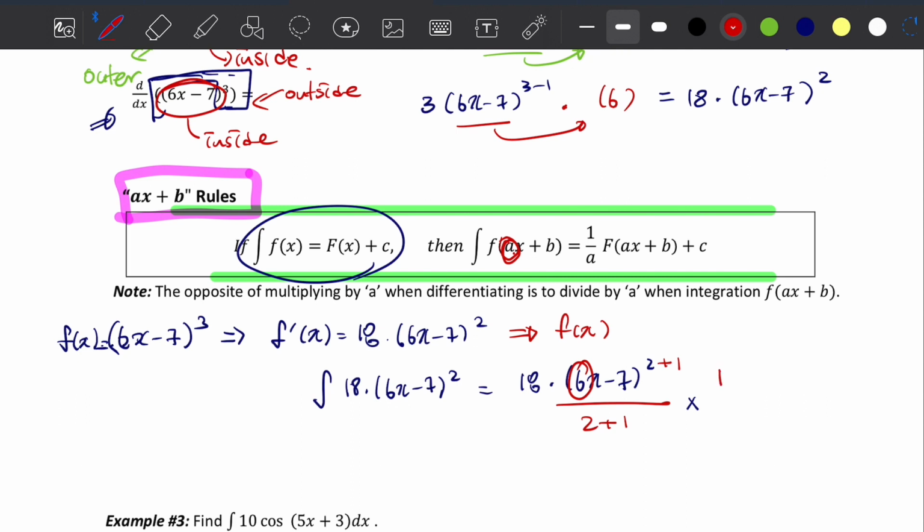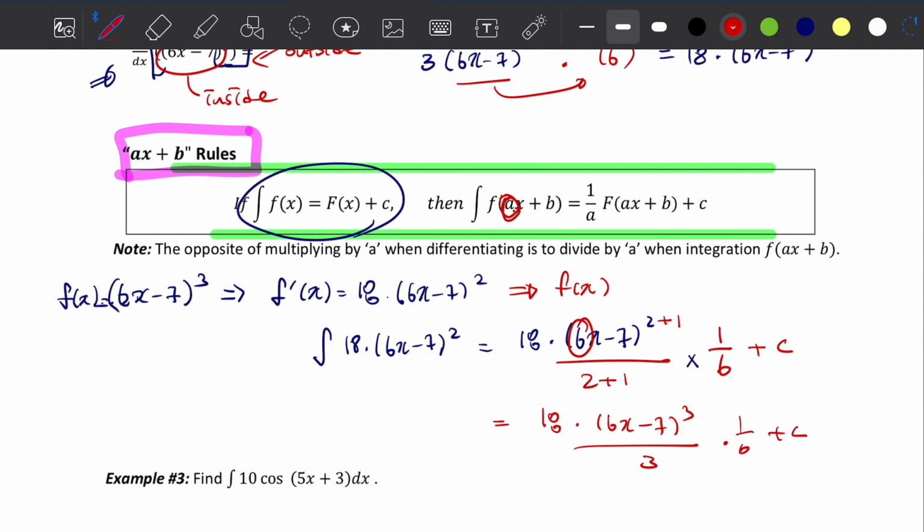So it means we take 6 and put that into the fraction form, so 1 over 6, and multiply it into the remaining part, okay? Then we have that c, the extra constant, right? Then this gets simplified into 18 times (6x minus 7) to the power of 3 over 3 times 1 over 6, plus c. So it gets simplified into (6x minus 7) to the power of 3, plus c. We can just put it as (6x minus 7) to the power of 3.